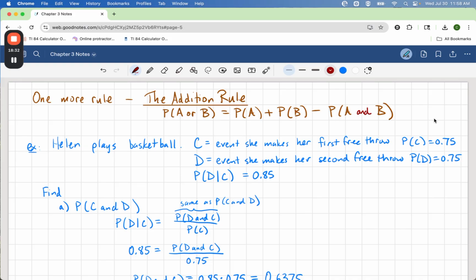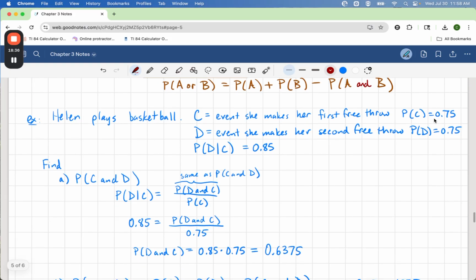So the probability of C and D is the same as the probability of D and C. The probability of D given C was the probability of D and C over the probability of C. We have that formula from back a couple pages ago. So the left side's 0.85, and we're looking for the top here, the probability of D and C. Probability of C is 0.75. So 0.6375 is going to be the probability she makes both free throws.